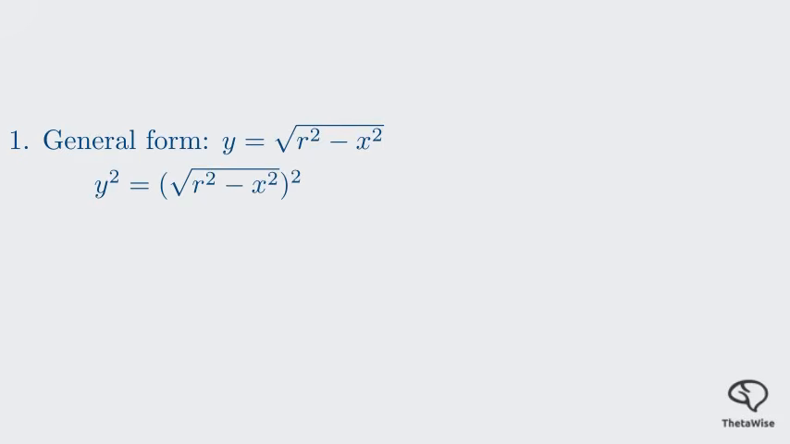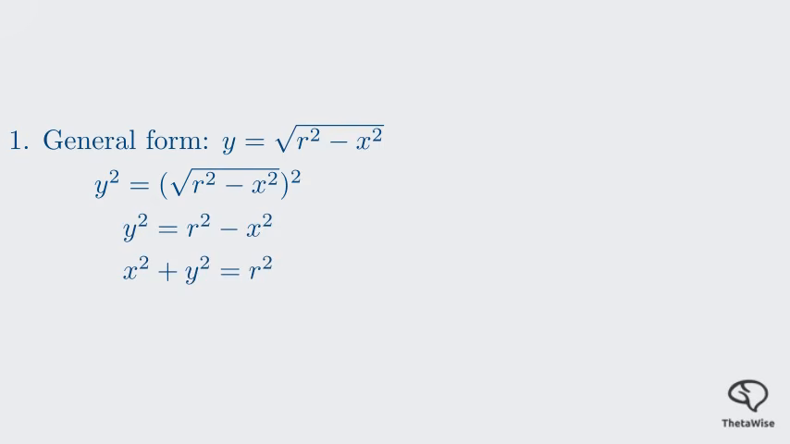We'll start with the general form you'll encounter most often. It looks like this: y equals the square root of r squared minus x squared. To understand where this comes from, let's square both sides of the equation. Squaring it gives y squared, and squaring the square root term gives us r squared minus x squared. If we rearrange this, we get x squared plus y squared equals r squared.